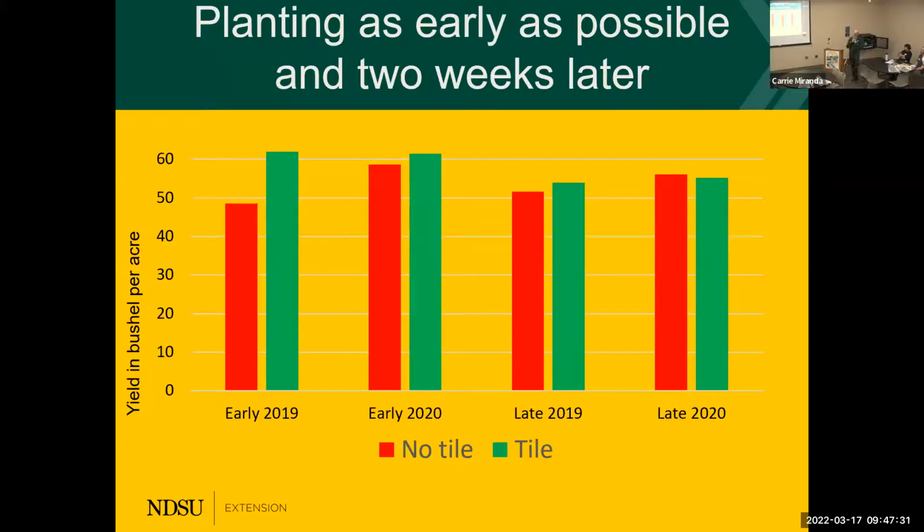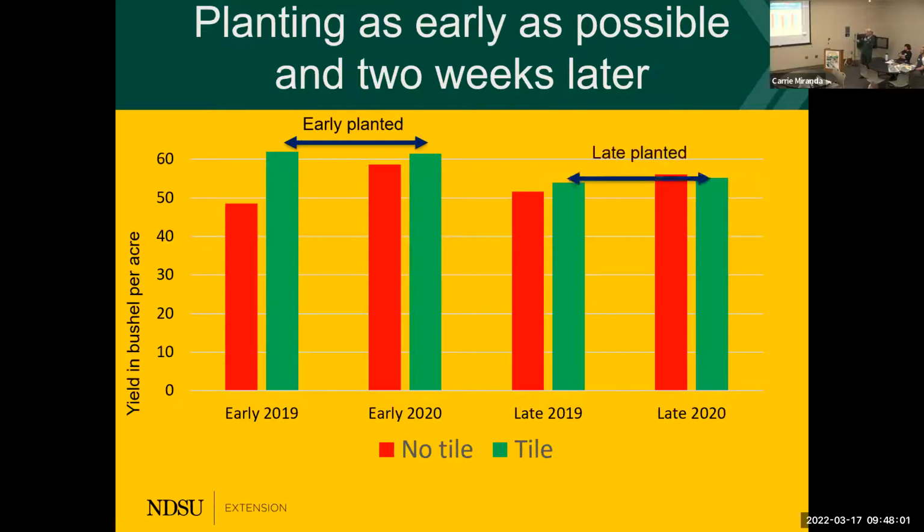Now, the next thing that we discussed a little bit earlier in that paper is that we think that earlier planting is really driving where you get your highest yield. So what I've shown here is the red bar is the no tile and the green bar is the tile. And then I'm looking at 2019 early planting, and we are looking at 2020 early planting, and we see the yield level is above 60 bushels on the left.